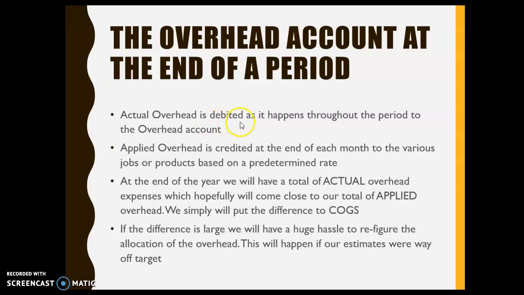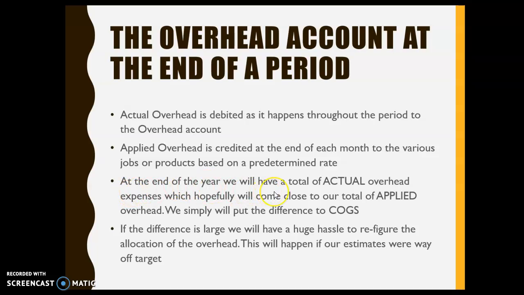As we said before, the actual overhead is debited to the overhead account as it happens, and applied overhead is credited typically at the end of every month. Sometimes if we finish a job in the middle of the month, we'll stop and apply the overhead right then so that, accounting-wise, we can move that total cost into finished goods. Other than that, we wait till the end of the month, and we look at each job. We calculate how much cost driver for each job, multiply it times the rate, and credit overhead.